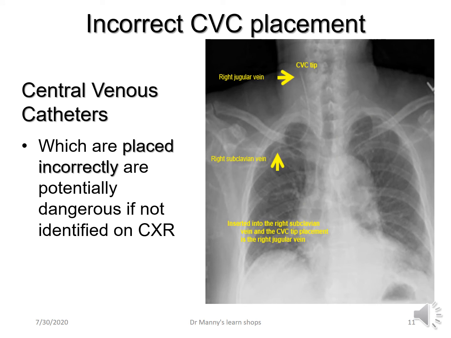Here's an example where you've got a right subclavian vein insertion and the catheter is migrating up into the right jugular vein, which is heading towards the head. So therefore this could be potentially dangerous if infusing a vasoactive medication towards the head or an oncology medication towards the head, or you wanted to measure the central venous pressure, which would be inaccurate.